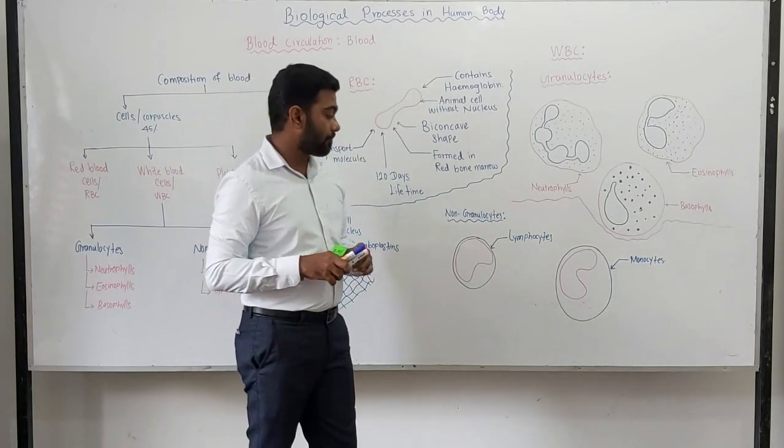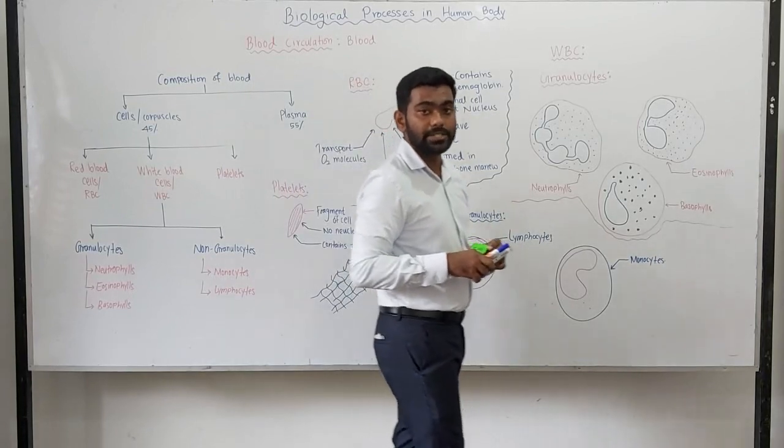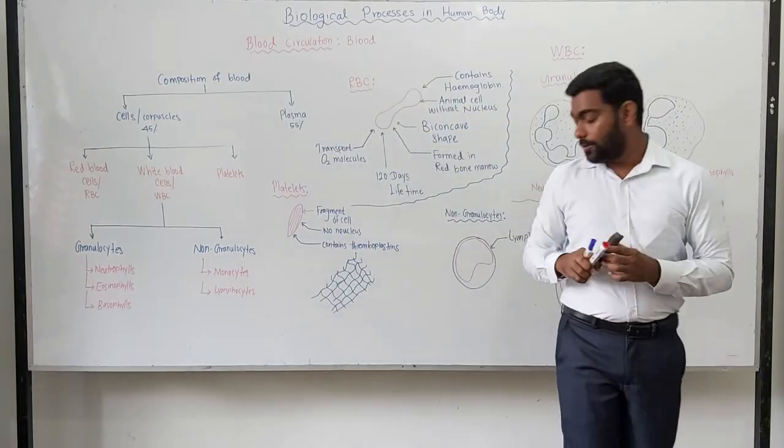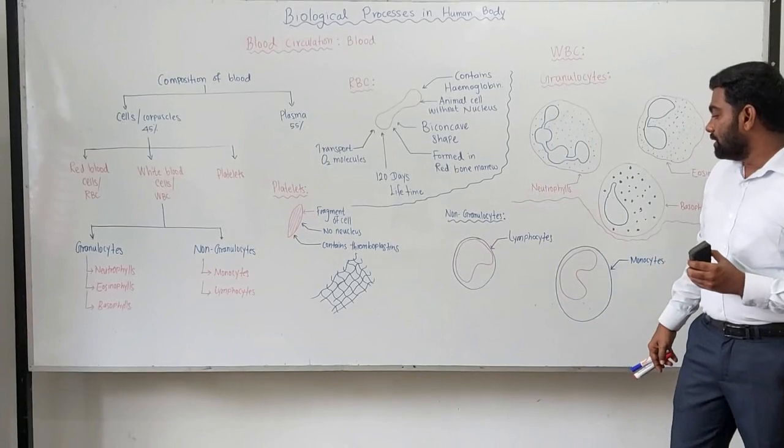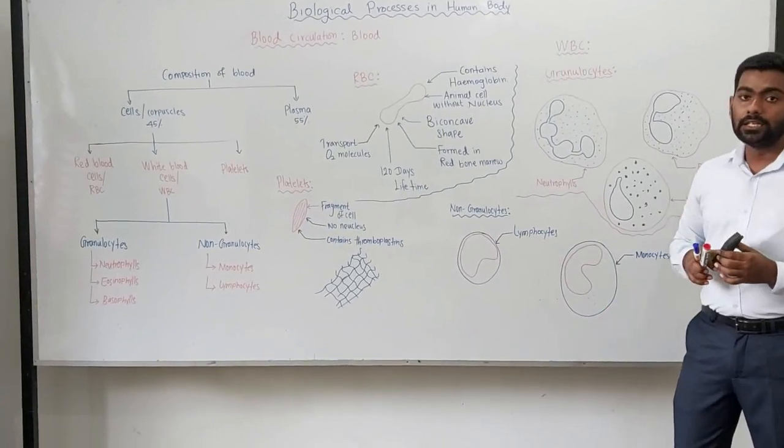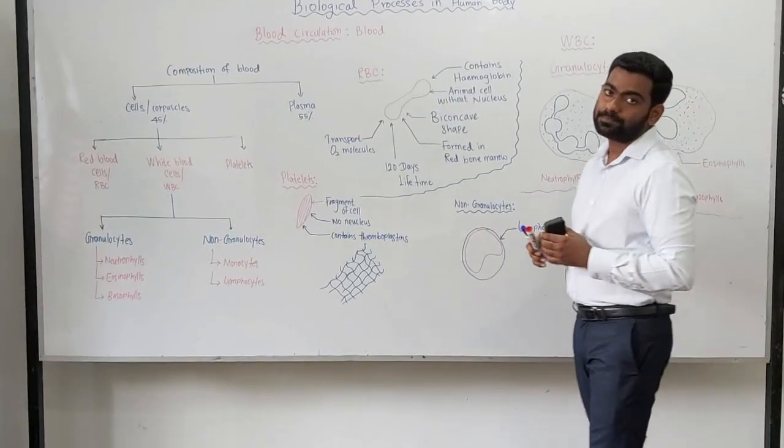Let's have a look at the non-granulocytes. There are 2 types: lymphocytes and monocytes. They don't have any granules. Right, you can see there are no clear lobes in the nucleus.